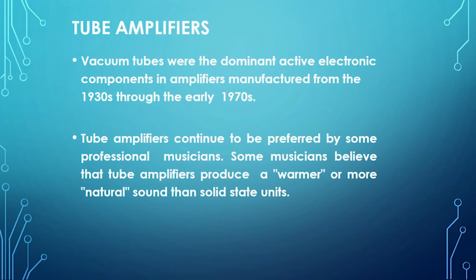The first type of amplifier is the tube amplifier. Vacuum tubes were the dominant active electronic components in amplifiers manufactured from the 1930s through the early 1970s. Tube amplifiers continue to be preferred by some professional musicians. Some musicians believe that tube amplifiers produce a warmer or more natural sound than solid-state units.